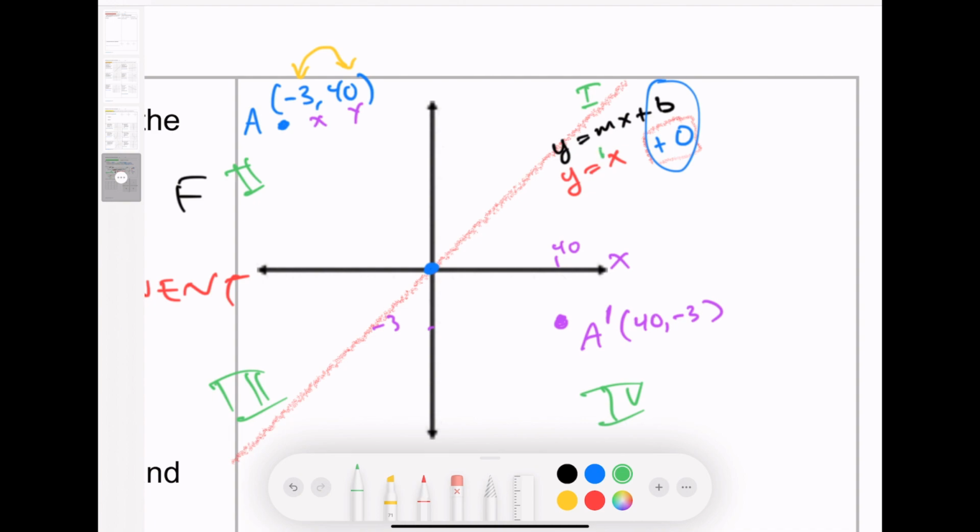So this number is a 1, and slope is rise over run. So you would go up 1, run 1, and that's how you would graph y equals x.